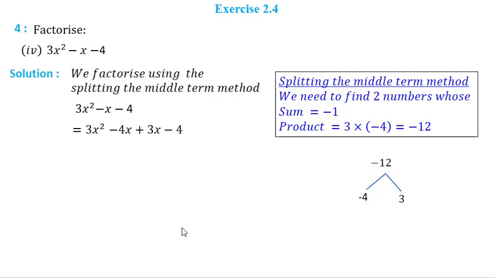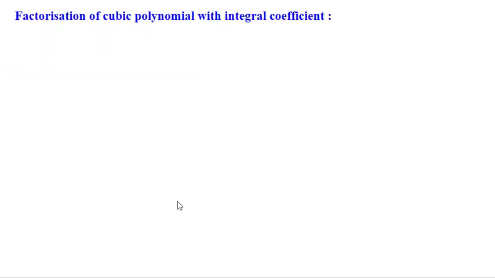So let us write this 3x square minus x minus 4 as 3x square minus 4x plus 3x minus 4. Now I can take x common. So after taking x common I have 3x minus 4. Here it is 3x minus 4, so let us take plus 1 common. So after factorization I have 3x minus 4 into x plus 1. So this is how I factorize this 3x square minus x minus 4. Now in a similar way you can solve any problem for a quadratic polynomial using the splitting the middle term method.